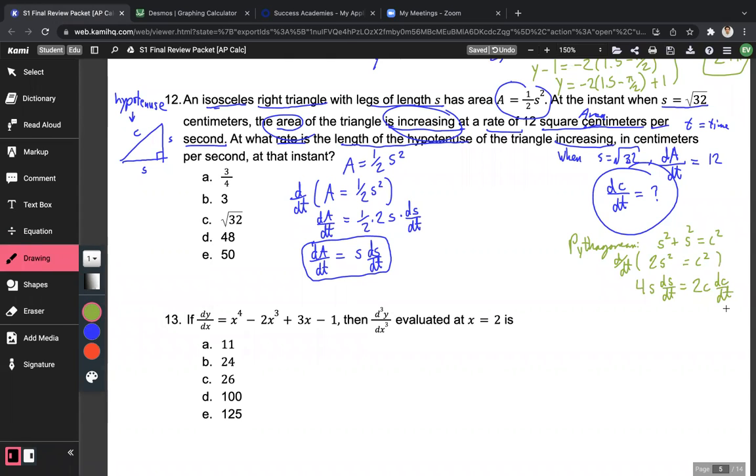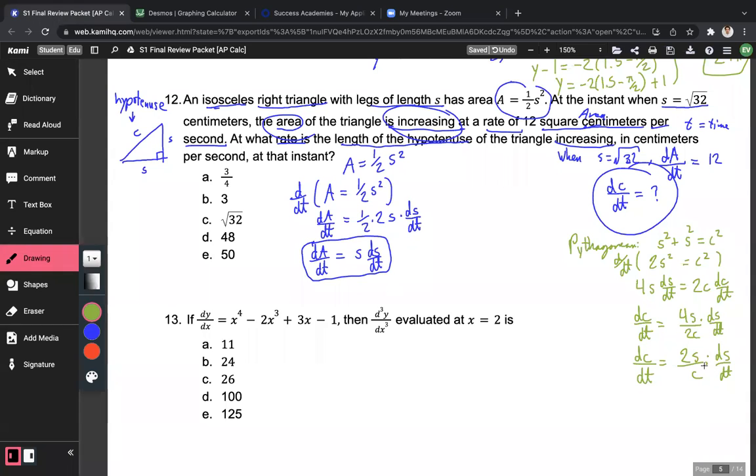All right, now I can actually see where there's a dc dt, and I circled that up here because it's what I'm trying to find. And with all these variables, I'm very likely to get confused. So I'm going to change this formula slightly so that I have dc over dt equals 4s times ds dt divided by 2c. So dc over dt is going to equal 2s times ds dt, whole thing divided by c.